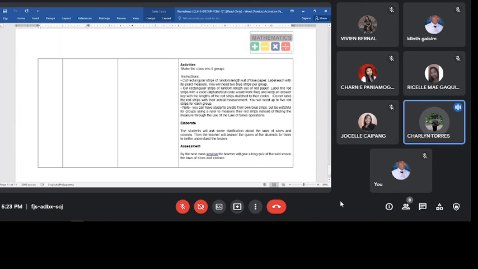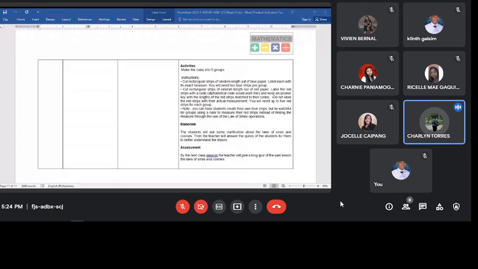So you can have students create their own blue strips, but be watchful for groups using a ruler to measure the red strips instead of finding the measure through the law of sines operations. For the elaboration, the students will ask for some clarification about the laws of sines and cosines. Then the teacher will answer the queries of the students for them to better understand the lesson.